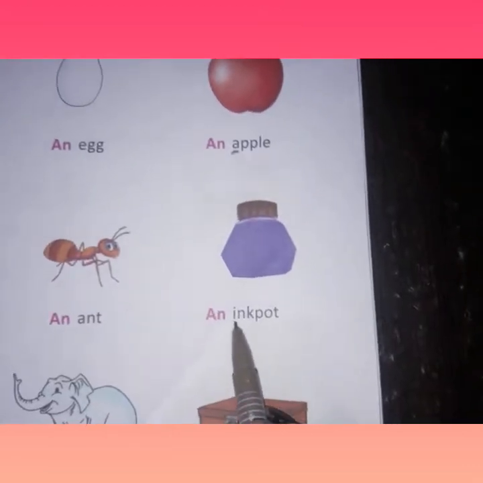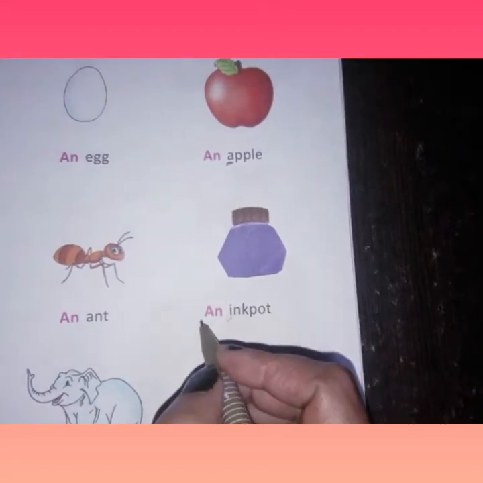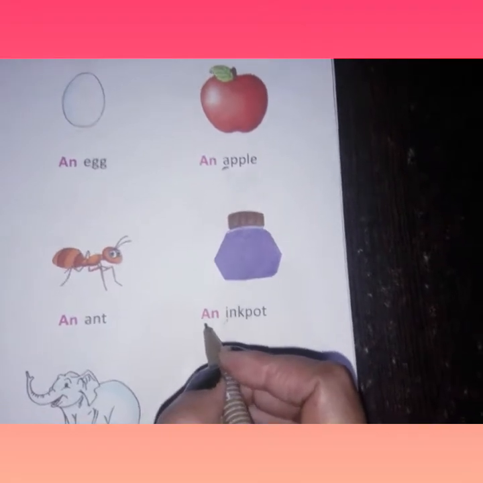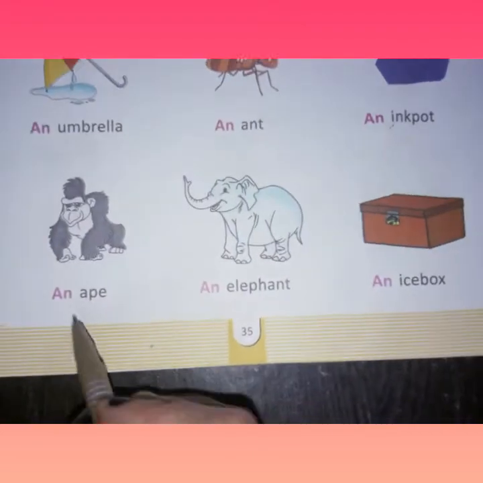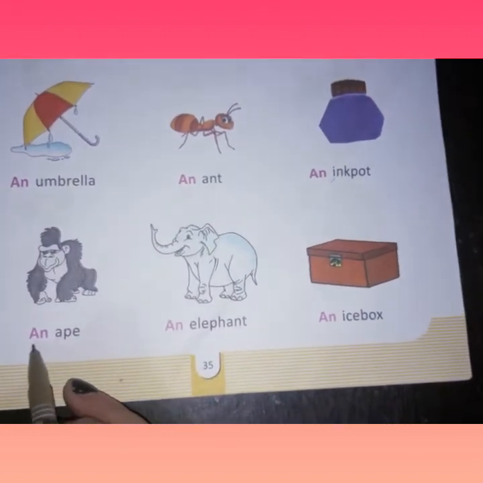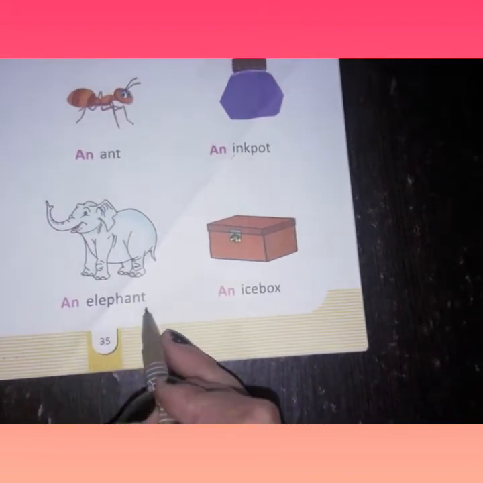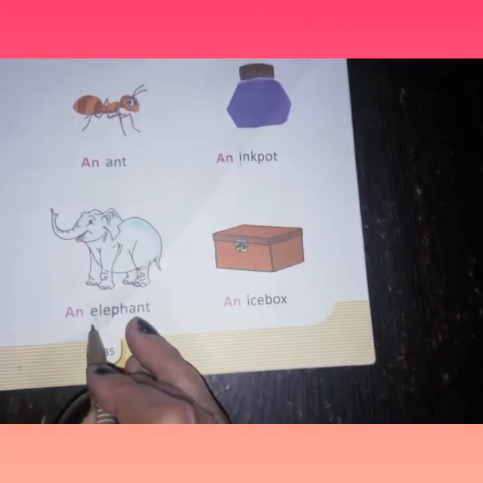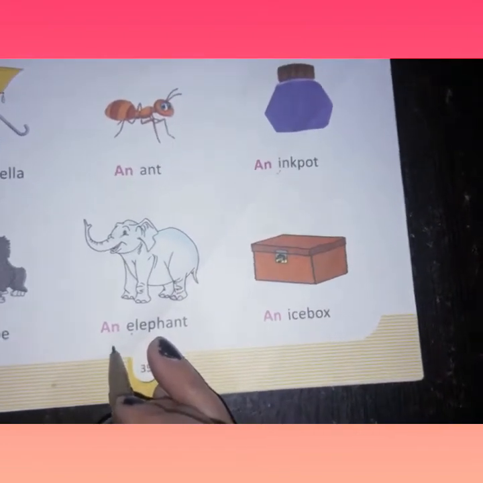An ink pot. Ink pot starts with a vowel. I is a vowel. The word ink pot starts with a vowel and I is a vowel. So what is written here before it? An is written here before a word which starts with a vowel. An ink pot. See the next picture. This is an ape. What is written here before ape? An, because A is a vowel. What is written here? Elephant. The word elephant starts with E. So E is a vowel. So before it, what is written here? Article an is written here.